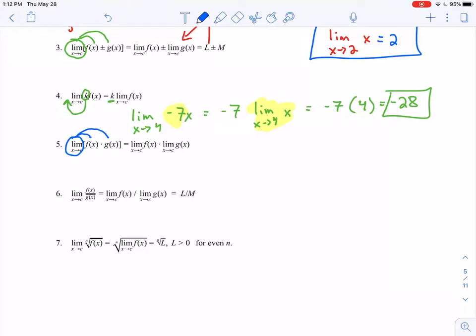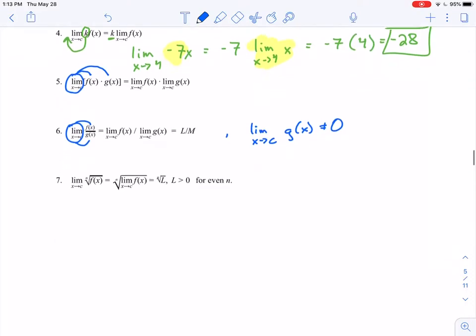Similarly, for property number 6, if I have a rational function, where I'm dividing two functions, I can take the limit of the numerator and the limit of the denominator. So I can apply that limit to the top part of my fraction and the bottom part of my fraction, provided that the limit as x approaches c of g of x is not equal to 0. If your denominator approaches 0, then we're going to have a little bit of an issue. We'll talk a little bit more about that towards the end of this section and in the next one as well. But as long as you have a non-zero denominator, you're going to be fine here.